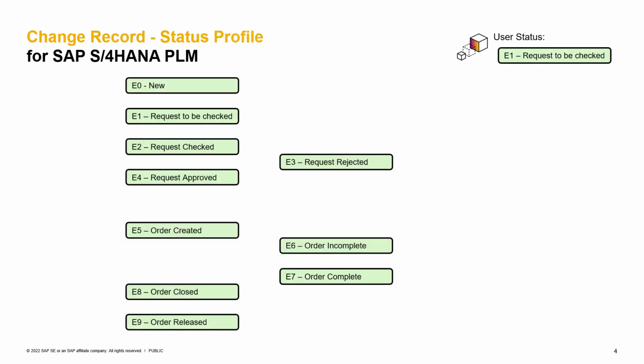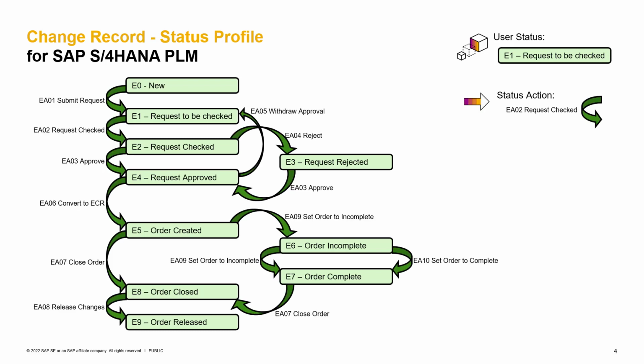On the next slide, I will introduce you to the relation between user status and status actions and how they both come together in a status profile. First, you need to identify which kind of different user statuses you want to have available. A user status is a special status where a change record can stay. This needs to be defined based on your business processes. Examples of user statuses you see here in the green boxes.